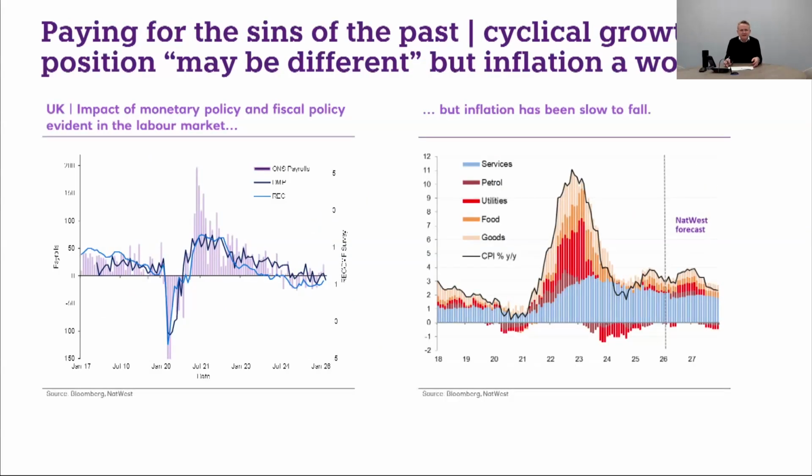So this is the sort of current position of the UK. The right-hand chart is where we think inflation will be heading over the next couple of years. The left-hand chart is the labour market. And we find ourselves in a position where it looks like inflation is going to rise.